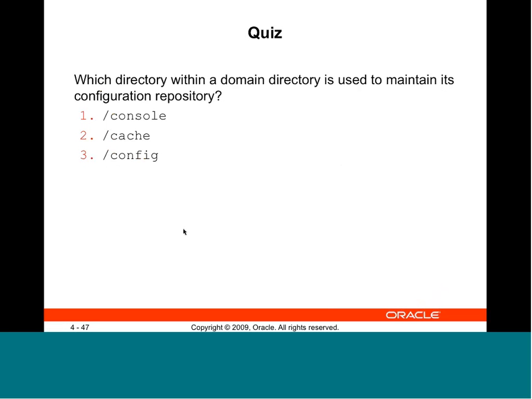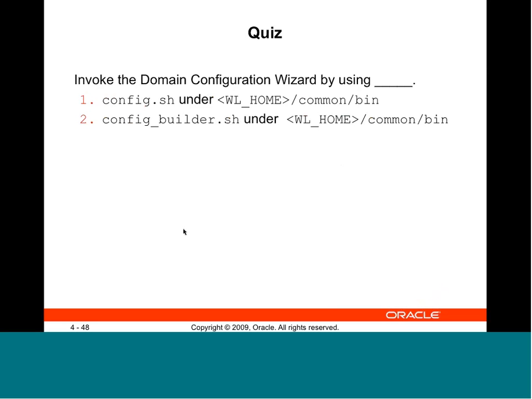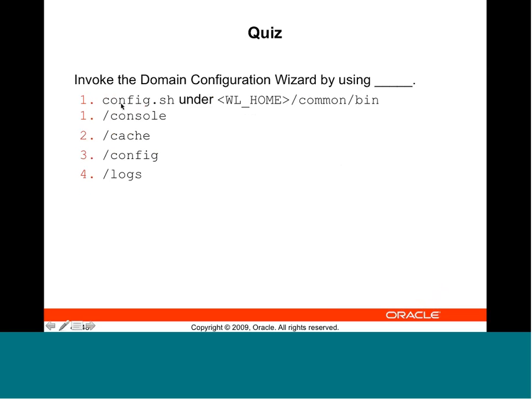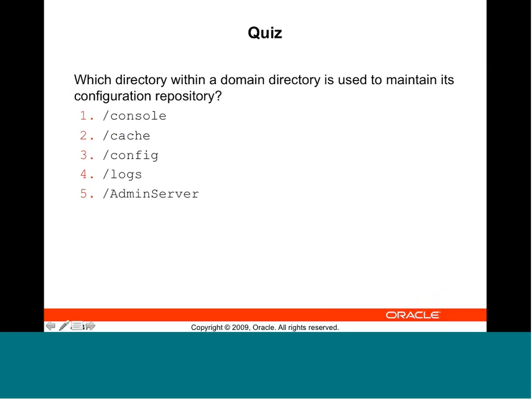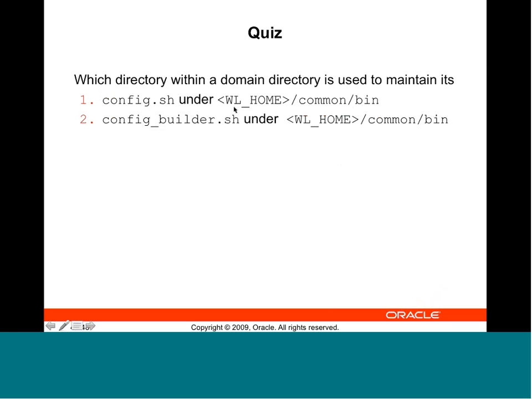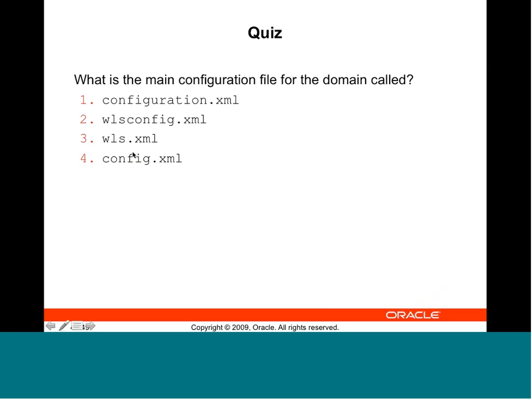Fine. So this was about domain. You can use config.sh here in order to start the domain wizard. Your configuration files repository is config. Inside this, you'll have the config.xml file. This contains the main configuration unit. So these are some of the important information that you need to have in order to create or customize a domain.